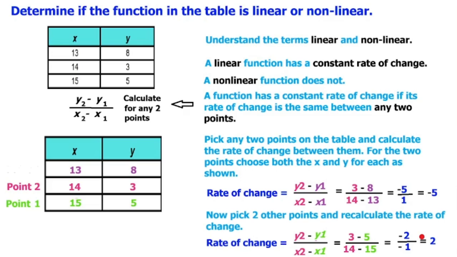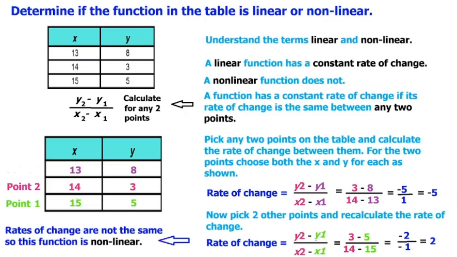So the rates of change are not the same. We've calculated a different number. So the rates of change are not the same, so this function is nonlinear. And that's how you do that problem. And don't worry about which one is y2 and which is y1, as long as it's consistent. So this could have easily been point 1 and this been point 2. We would still calculate a number that is not equal to the previous one.